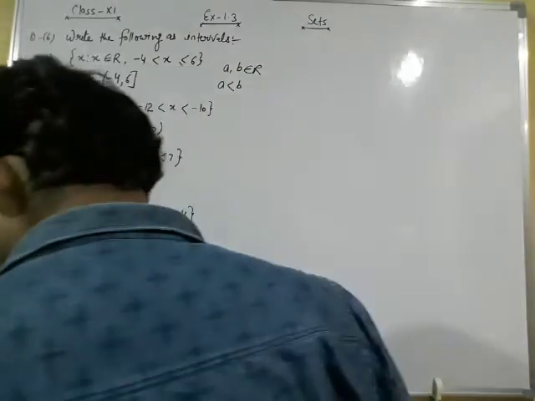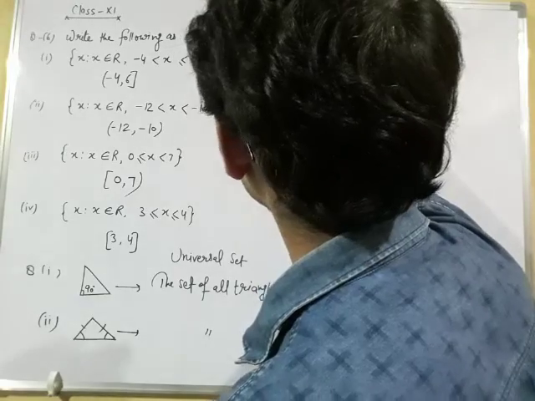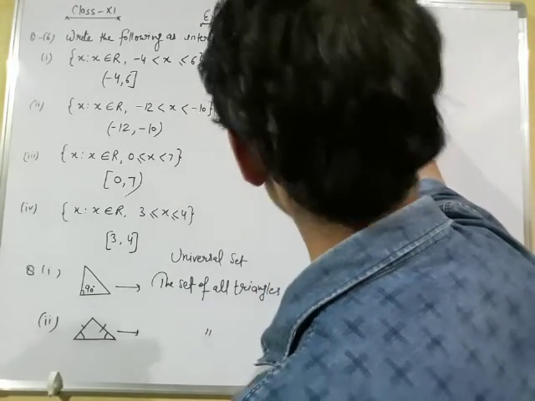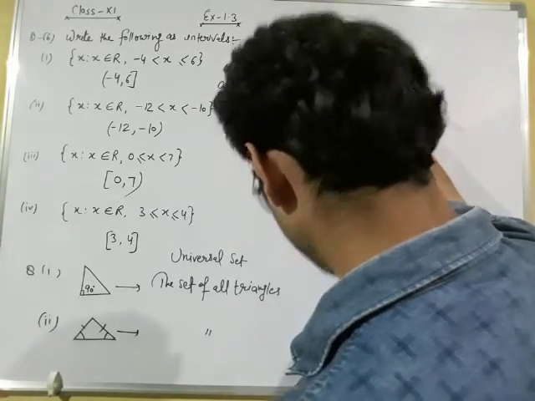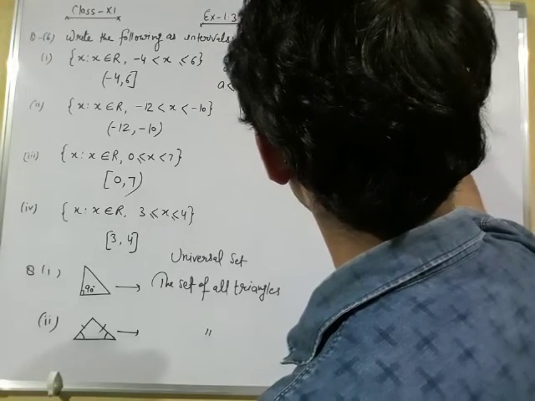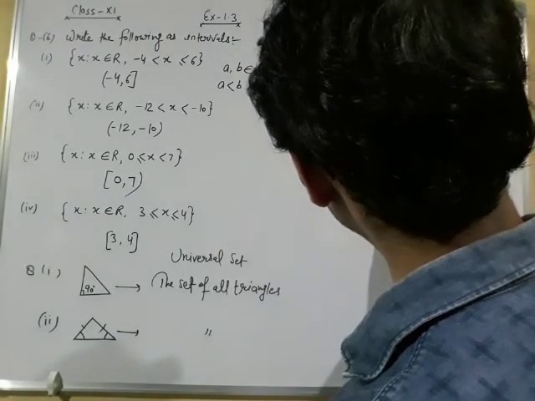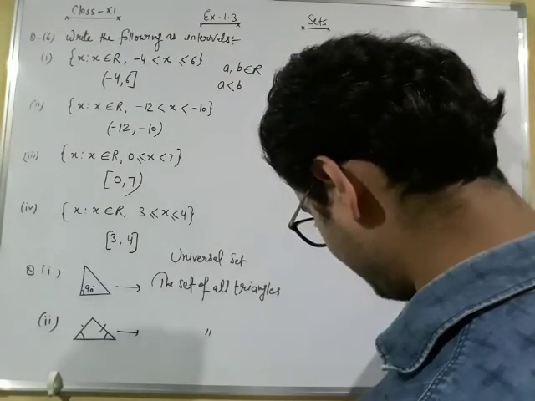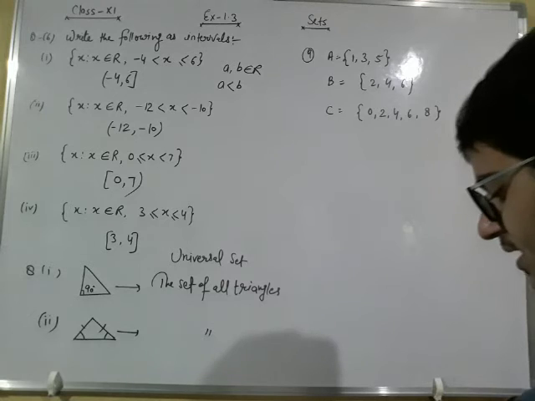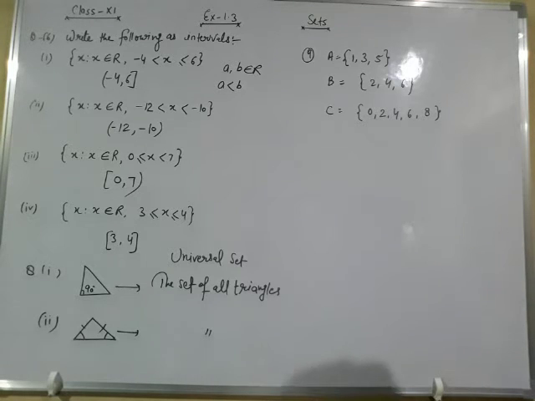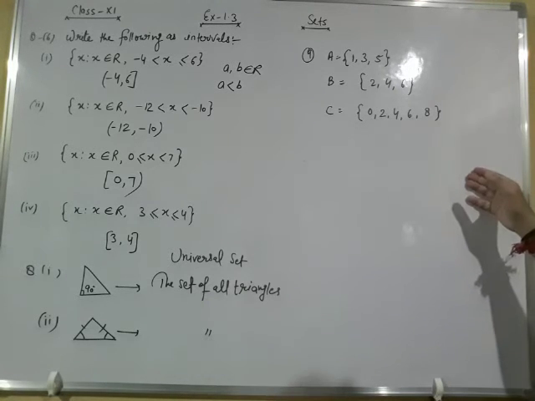Question number 9. In question number 9, given the sets A is equal to 1, 3 and 5. In set B we have 2, 4 and 6. Okay, and C is equal to 0, 2, 4, 6 and 8. Which of the following may be considered as the universal set for all the three sets A, B and C? Okay, there are 4 options and we have to find out the correct set which can be treated as the universal set for all these sets A, B and C.